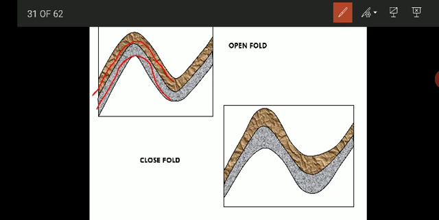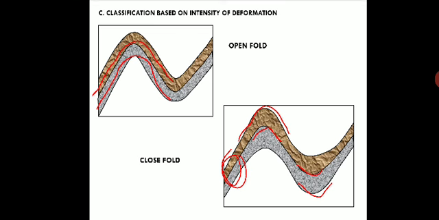Whereas in a closed fold, what happens? It is the fold which is caused by severe compression, and here the beds become thinner at the limbs and thicker at the crest and trough. That is called the closed fold, the fold in which the limbs are thin and the crest and troughs are thick. And in an open fold the thickness remains the same, there is no variation in thickness. Then it is an open fold.